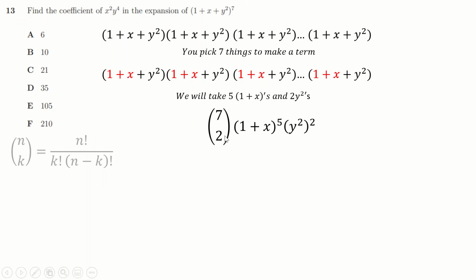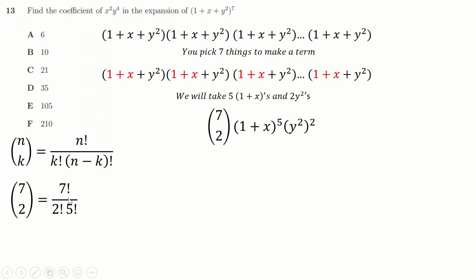Now 7 choose 2, n choose k is this. So 7 choose 2 is 7 factorial over 2 factorial, 7 minus 2 is 5 factorial. And of course this is why 7 choose 5 is the same thing, because if you were to put k as 5 in here, you'd get 5 factorial, and then 7 minus 5, which is 2 factorial, and you just end up with the same 2 terms. So that's why it doesn't matter whether I choose 7, 5 or 7, 2.